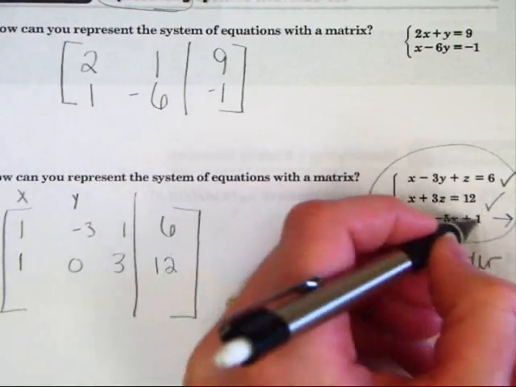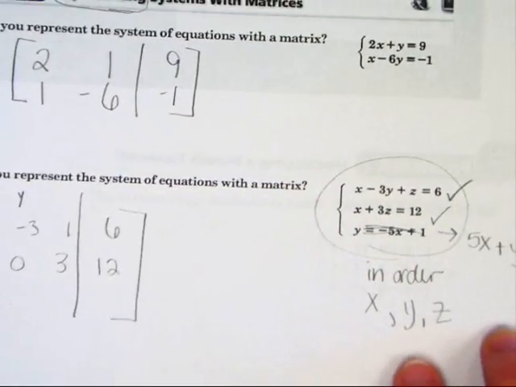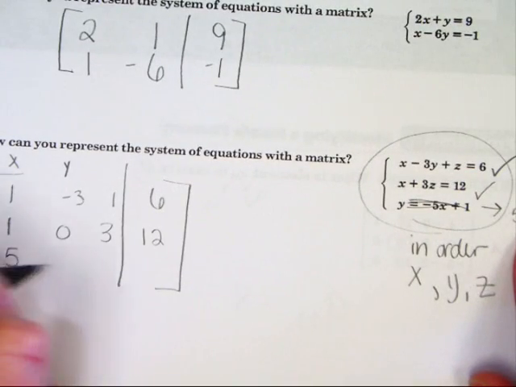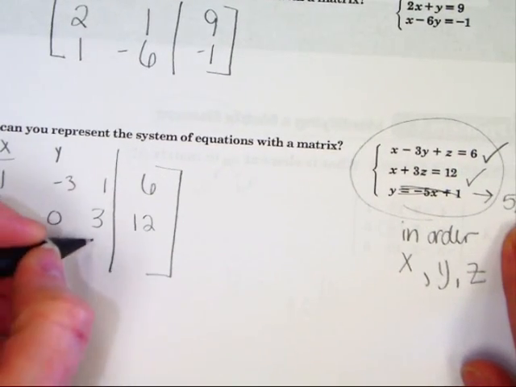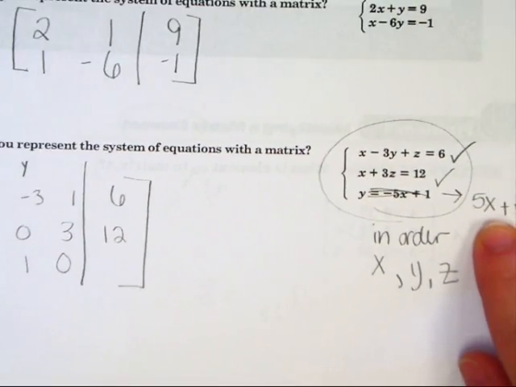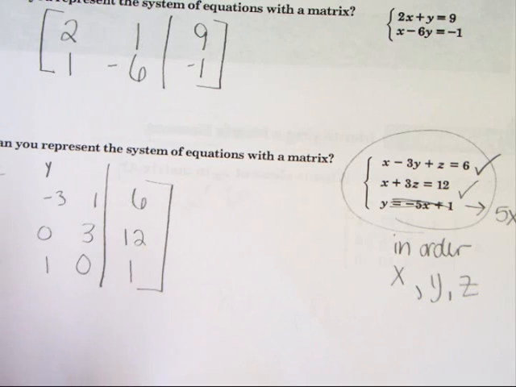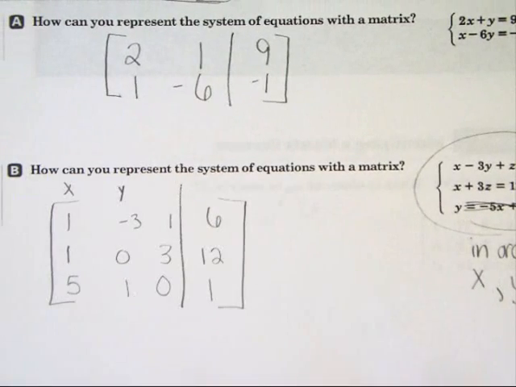In the last equation, remember, we're not using this one because it was out of order, so we use the rearranged one: the coefficient of x is 5, the coefficient of y is 1, there is no z, so its coefficient would be 0, and it equals 1 at the end. Now that's all. Again, these will get harder, but this is just practicing putting them into a matrix.